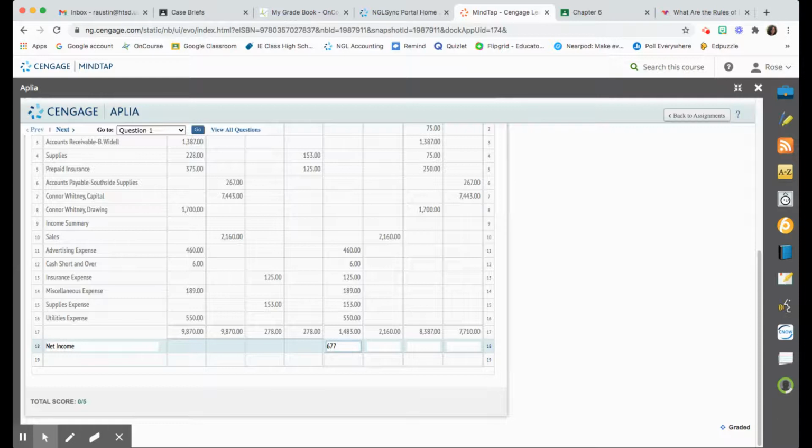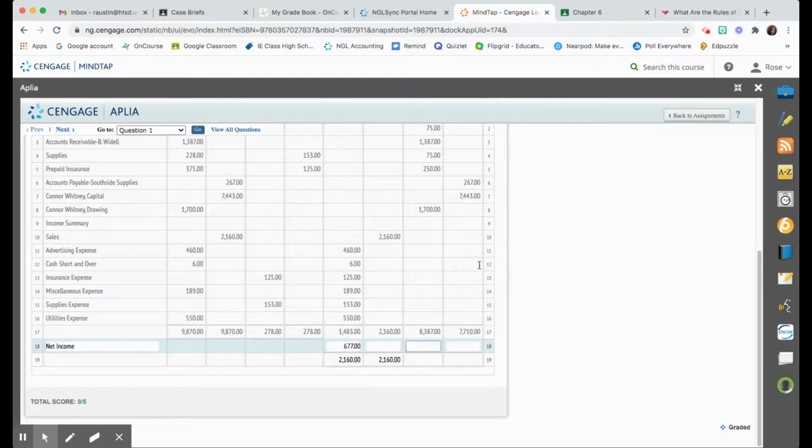So 2160 minus 1483 equals a profit or a net income of $677. And we're going to place that under this debit column because 1483 is lower than 2160. So we're going to add this net income to this lower amount. And you'll see that these two added together, since we just subtracted this 1483 from this 2160, equal 2,160. And then you carry down your 2,160. Okay, so now debits equal credits in the income statement. Okay, and you know in accounting, where there's a debit, there has to be a credit.